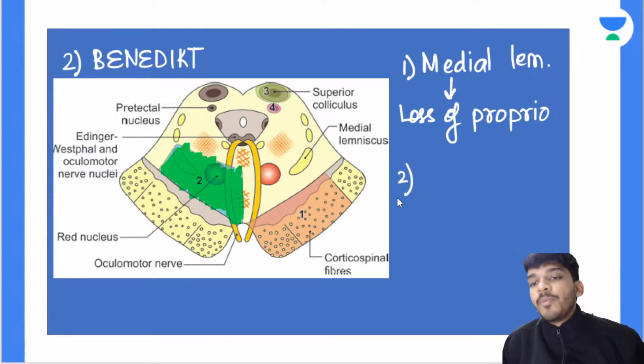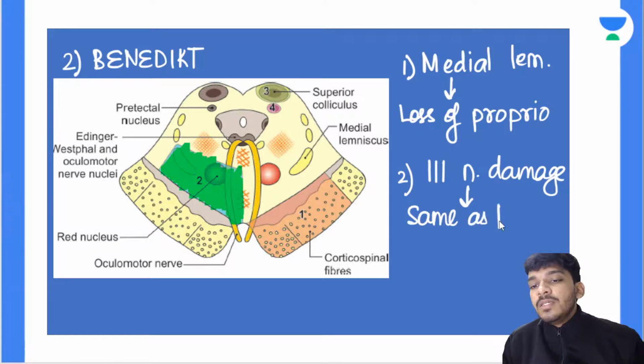Important. Loss of proprioception. This will be contralateral because decussation has already happened. Okay. Second, you will have injury to the oculomotor nerve. Same as Weber's, right? Same as Weber's. This lesion will be same side, lower motor neuron lateral squint.